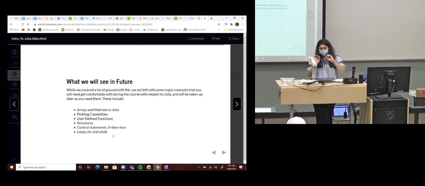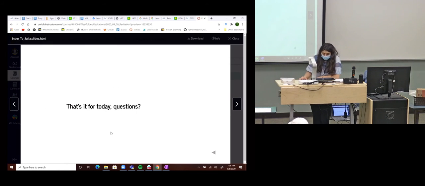This was a very, very tiny overview of Julia. What we're left with is we want to learn how to build matrices and arrays. We want to learn how to plot stuff. We want to define functions and structures, and we want to control the flow of our program using if, then, else, and we want to do looping, which is not something we're going to do right now. We're going to do it once we need it. And that is it for today.